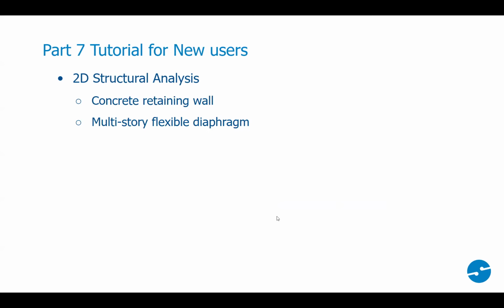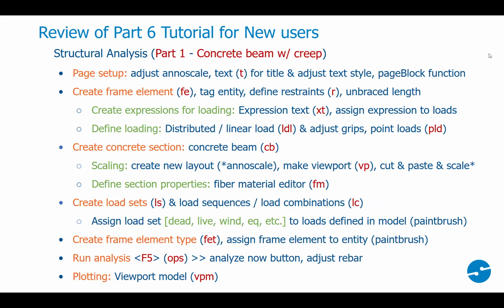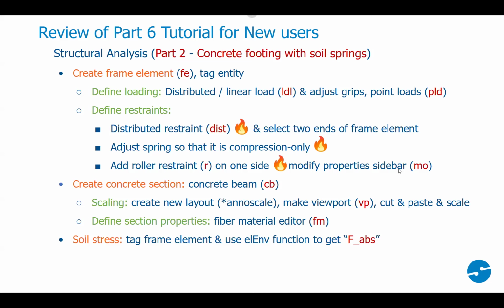But before we jump into the examples for tutorial part 7, Mike is going to do a review of the part 6 tutorial. As you'll recall, we had done a 2D structural analysis of two different examples. The first one was a concrete beam demonstrating creep. And the second one was a concrete foundation with soil springs. So I'm going to hand this over to Mike.